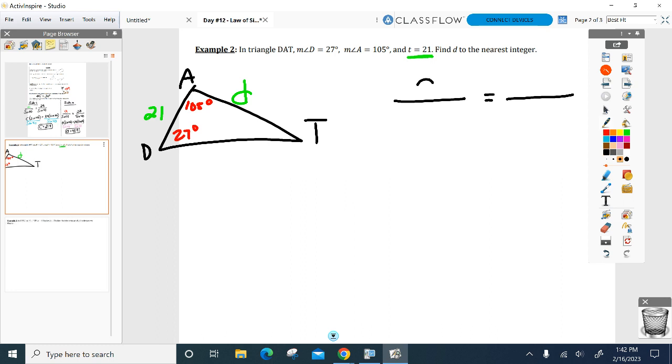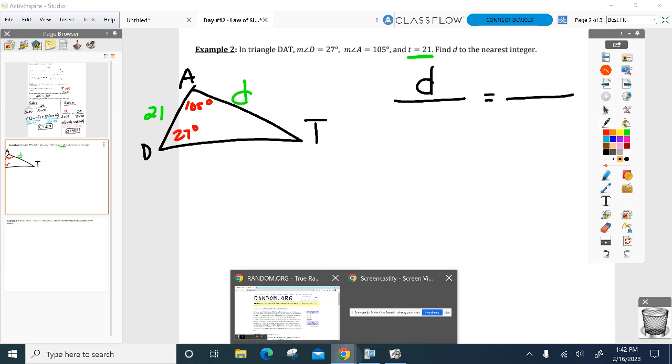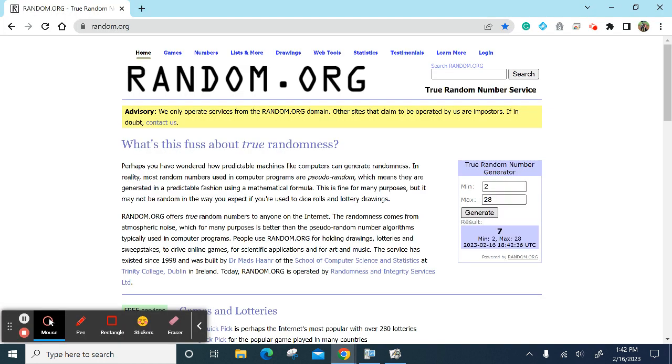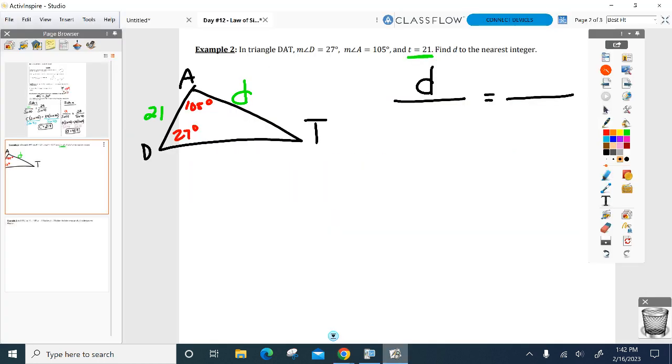All right, so I see D. What am I going to put that over? D over 7, sine of 27. I'm starting to get nervous because I'm going to run into a problem. I see the other side is 21, but no angle across from it. And I'm not putting in 105 just because it's there. It's not across from it. And I'm not putting a second variable either.